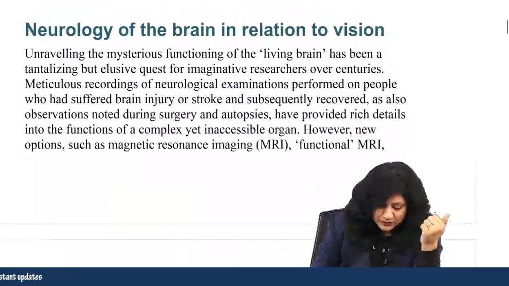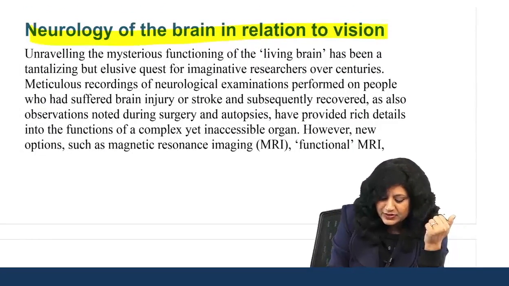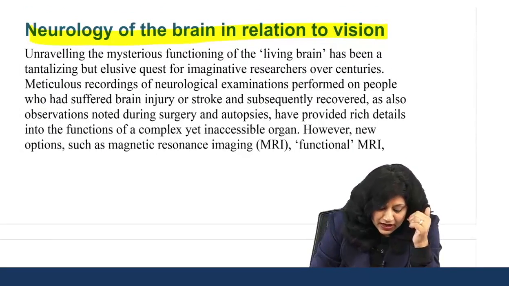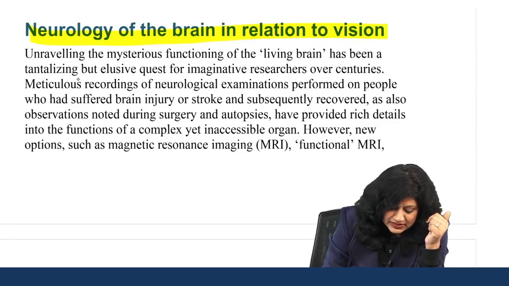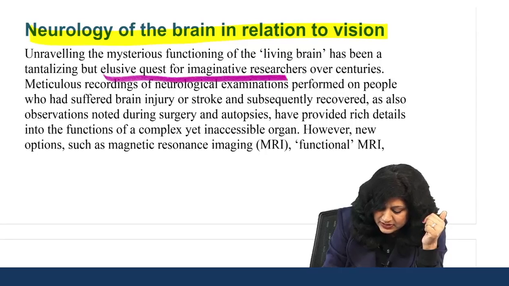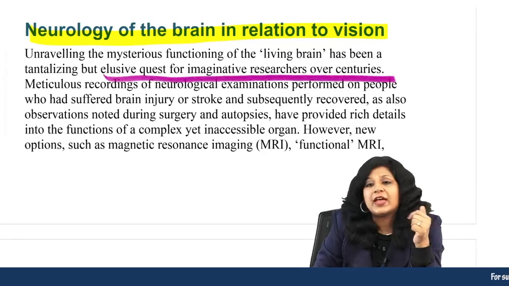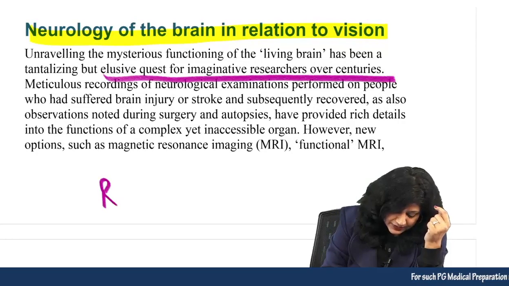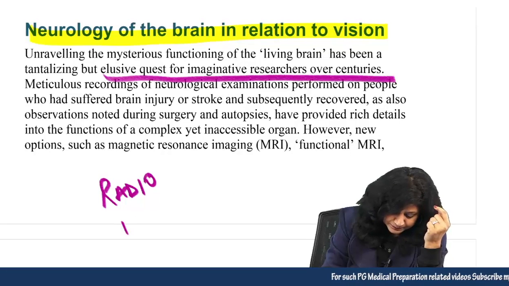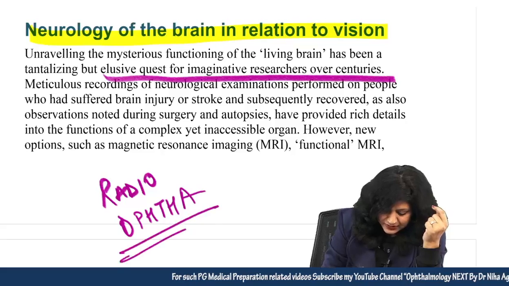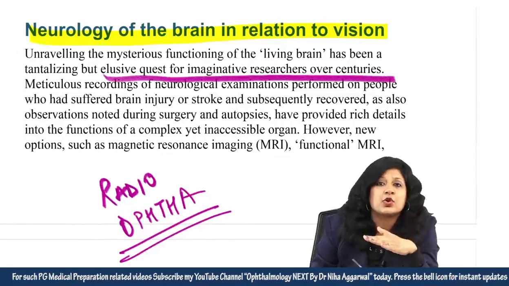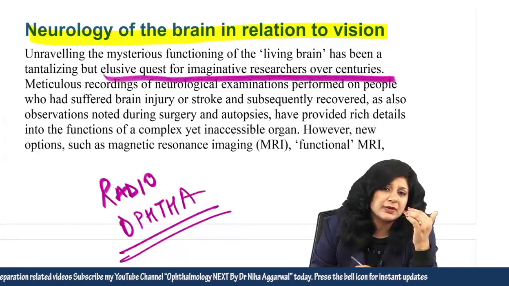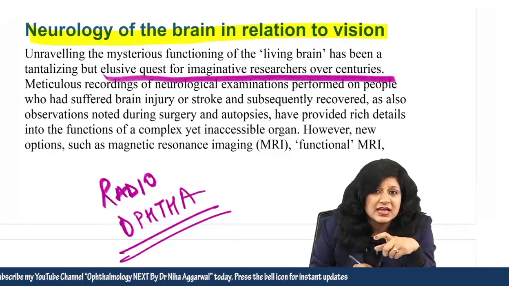Now if we come to the neurology of the brain in relation to the vision, unraveling the mysterious functioning of the living brain has been a tantalizing but elusive quest for imaginative researchers over centuries. So here we try to read about the integration there. How can we correlate the visual system with the neurology of the brain? The neurology of the brain can be studied with the help of slices in the MRI and the CT scan.